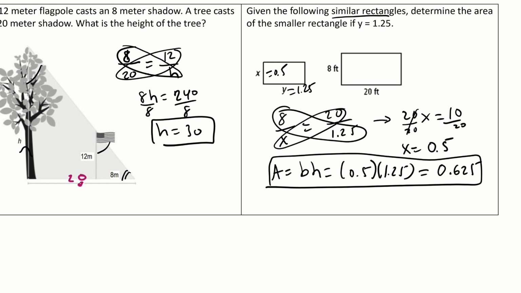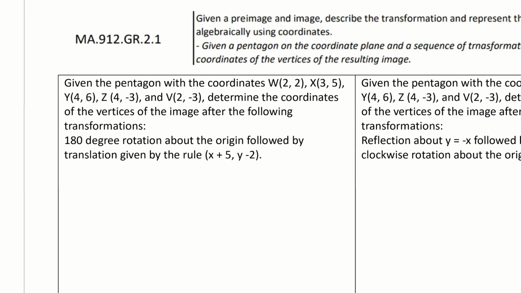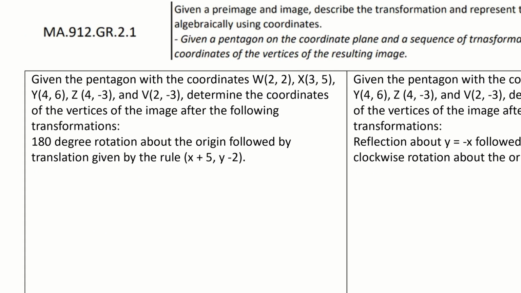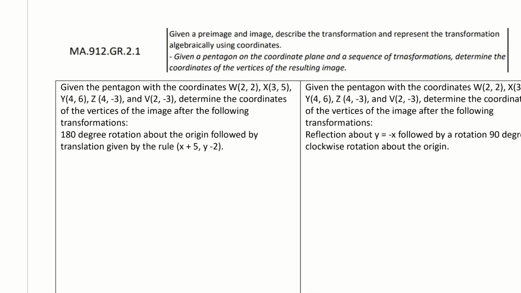All right, so that takes care of that. Let's look at the next standard, or the next benchmark, GR 2.1. So for these two problems, I am not going to do the entire thing. I'm only going to do a couple of the coordinates, maybe 3. But remember that there are 5 coordinates for each of these problems, and doing all 5 coordinates is going to take some time.